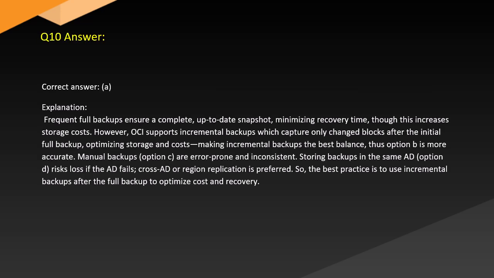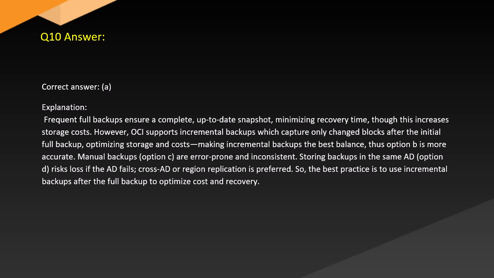Answer. Correct answer, A. Explanation. Frequent full backups ensure a complete up-to-date snapshot, minimizing recovery time, though this increases storage costs. However, OCI supports incremental backups which capture only changed blocks after the initial full backup, optimizing storage and costs, making incremental backups the best balance. Thus, option B is more accurate.